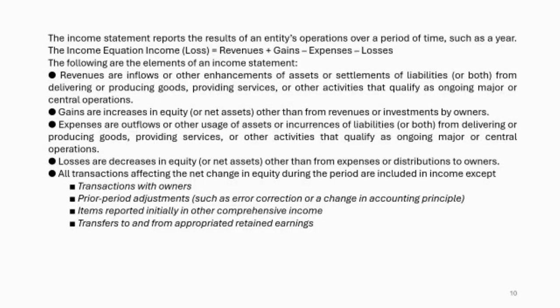All transactions reflecting the net change in equity during the period are included in income, except transactions with owners, prior period adjustments, such as error correction or change in accounting principle, items reported initially in other comprehensive income, and transfers to and from appropriated retained earnings.